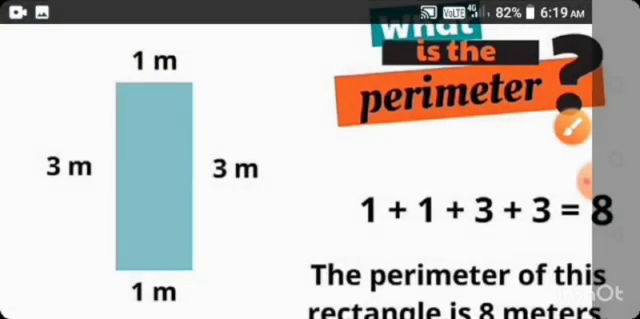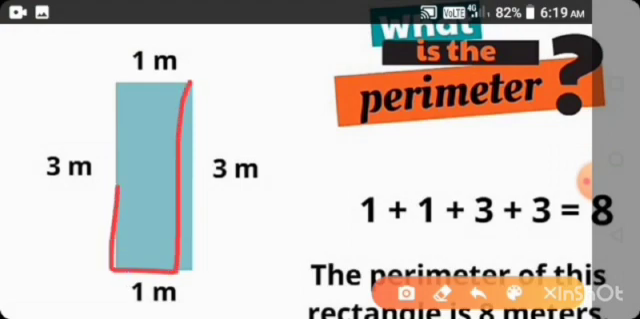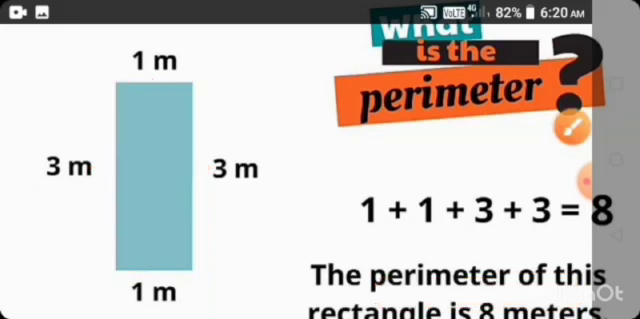And next one, rectangle shape. So sides are 3, 1, 3, 1. The opposite sides are equal. These two sides are 1 meter and these two sides are 3 meter. The sum of all sides 1 plus 1 plus 3 plus 3 is equal to 8. The perimeter of this rectangle is 8 meter.